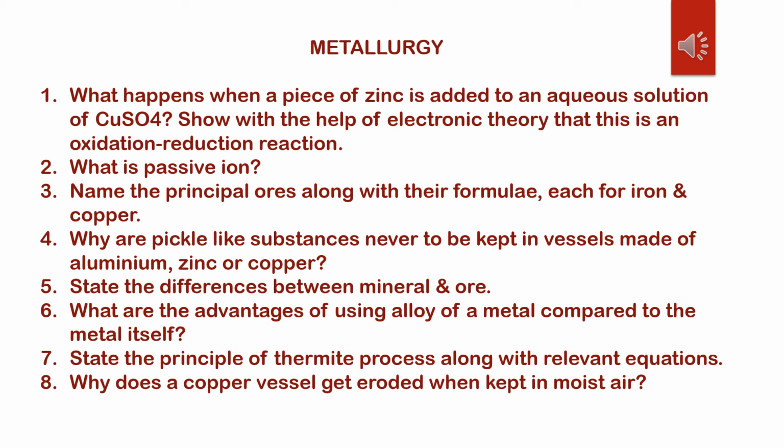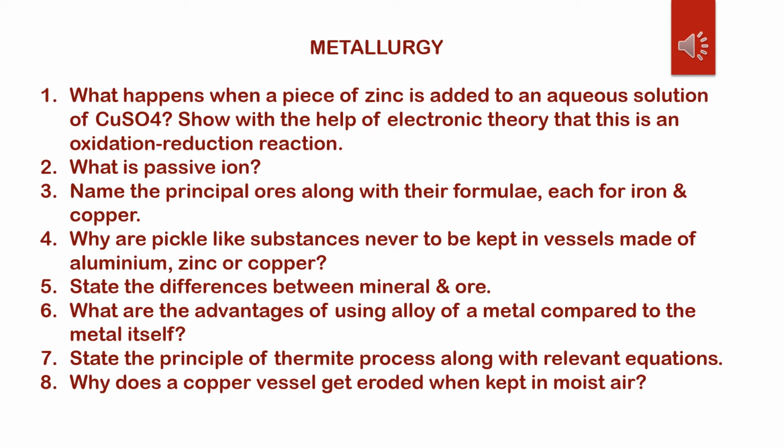Zn plus Cu2+ arrow Zn2+ plus Cu. Next, Zn atom loses 2 electrons to form Zn2+ ion, that is oxidation. On the other hand, Cu2+ ion accepts 2 electrons to produce Cu atom, that is reduction. So, loss of electrons, that is minus 2e, is oxidation. Zn is the reducing agent, Cu2+ is the oxidizing agent. Gain of electrons, that is plus 2e, is reduction.